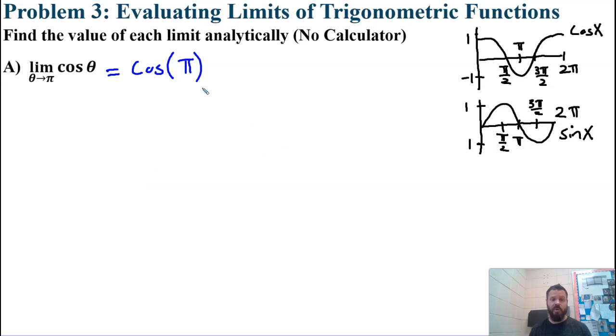All right, so if I want to know what the cosine of pi is, I can just come over to my cosine graph, find pi on the x-axis, find where it hits my function, which is at -1, which is why the cosine of pi is just -1. And why, since there's no issues with this cosine function here, the limit of cosine as theta goes to pi is just -1 as well.